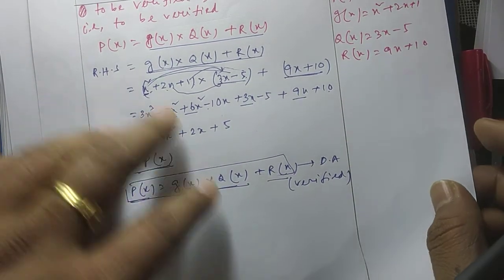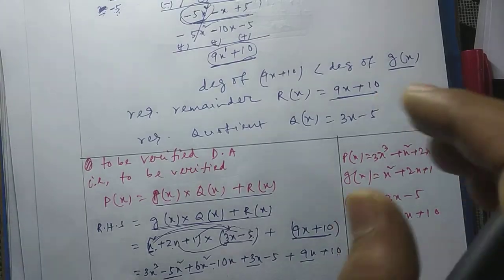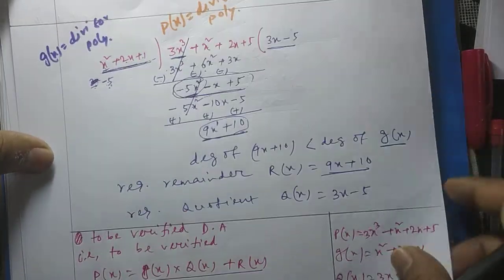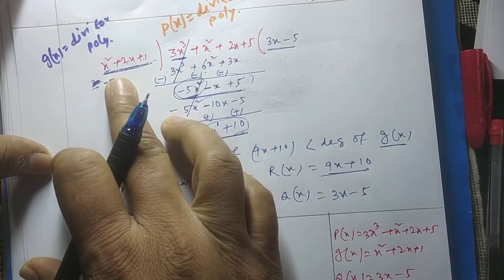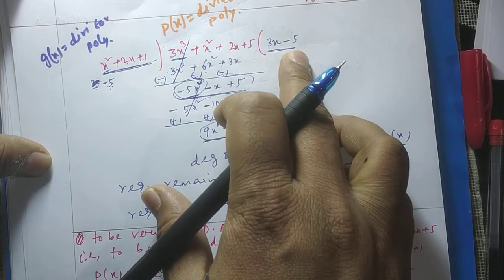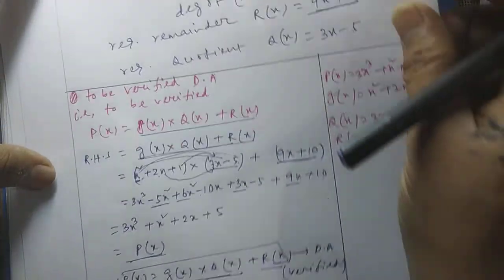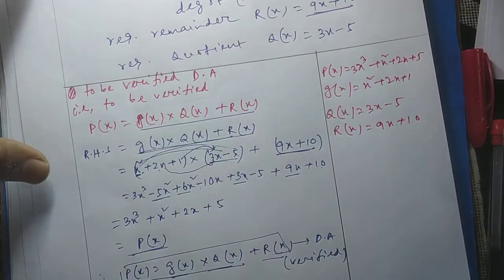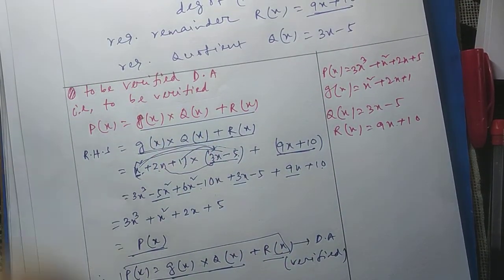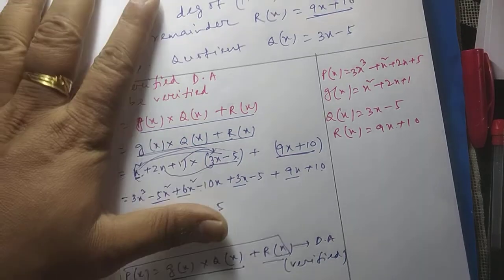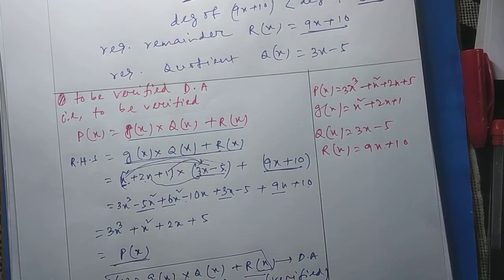That means what we have done. Now let us say again in brief. First we have to divide p(x) by g(x) to find out q(x) and r(x), meaning quotient and remainder. After that you have to verify the division algorithm formula for this particular example. In this way the question may be asked in the board exam. That's why it is very, very important to practice.